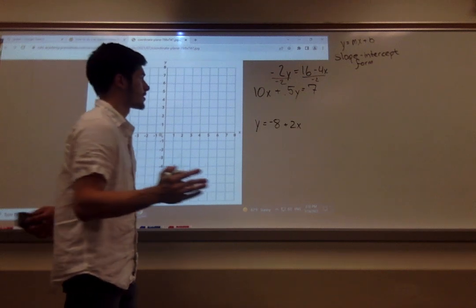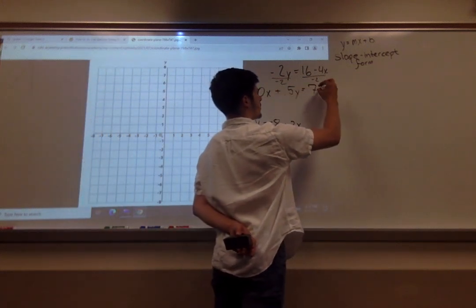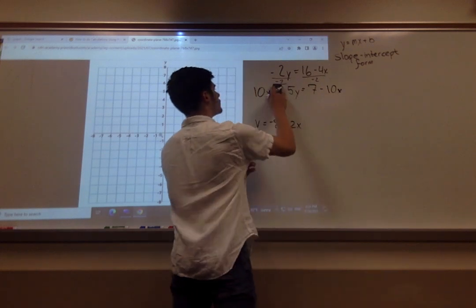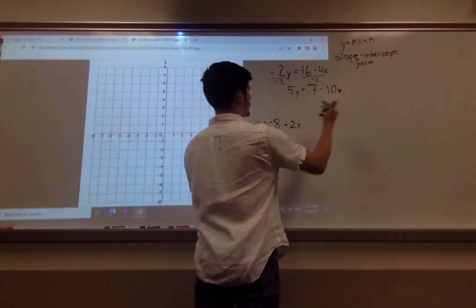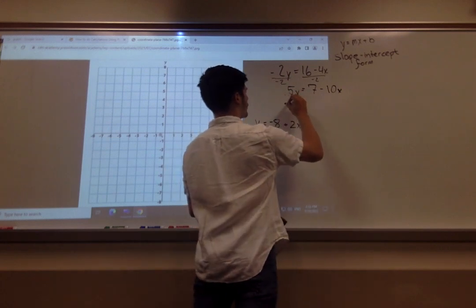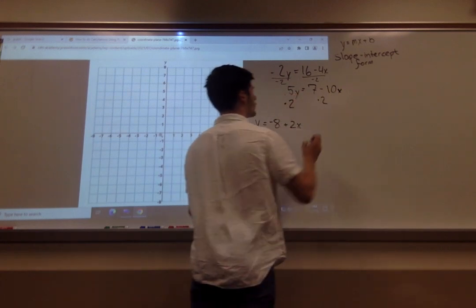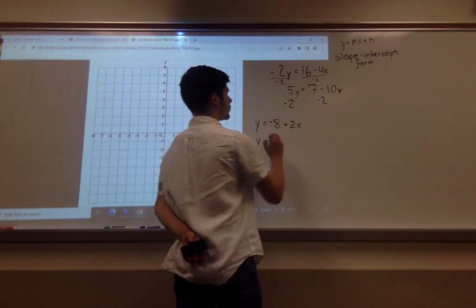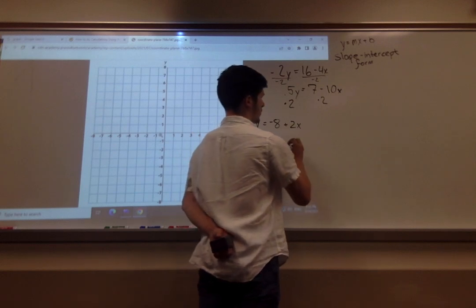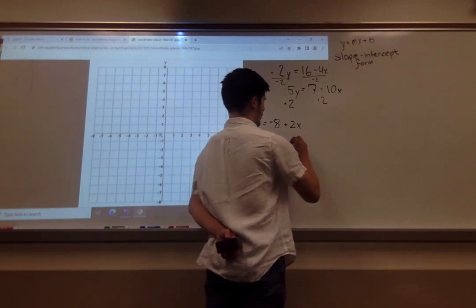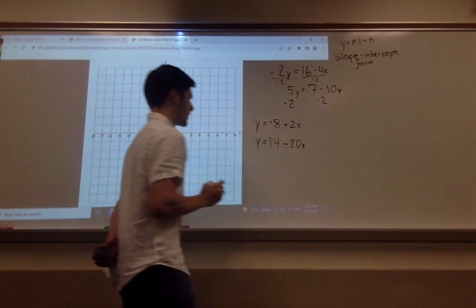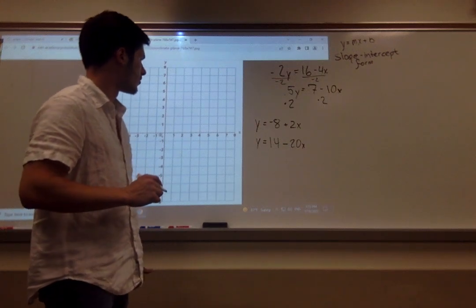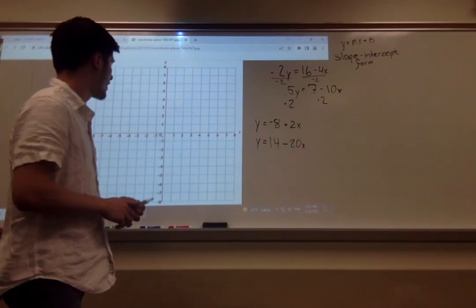And we'll go ahead and graph that in a second. But for the second equation, we'll do the same thing. Move the x over to the other side. And then we'll multiply by 2, because that's the same thing as dividing by 1/2. And then we get y equals 14 minus 20x. So this one might not be very easy to graph on this graph that I have.